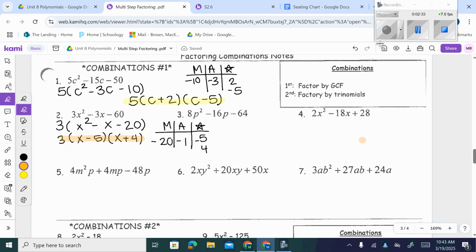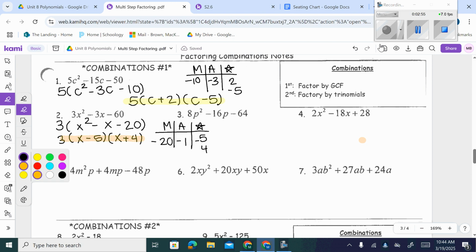Did y'all hear Austin's question? He said, can you do magic number first and then look for a GCF? Technically, yes, okay? But you're going to be dealing with numbers that are a lot bigger, because if I did number 1, if I did magic number first, I got to do 5 times 50. So I got to multiply to 250 and add to 15. You see how that's a much bigger number to deal with than 10 and 3?